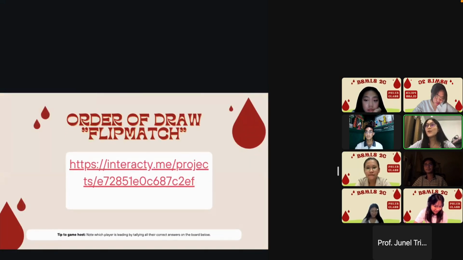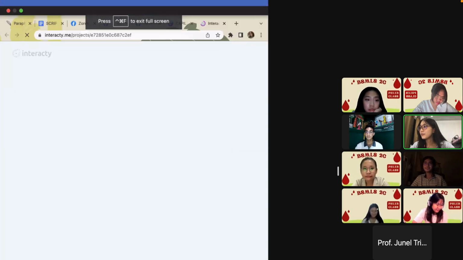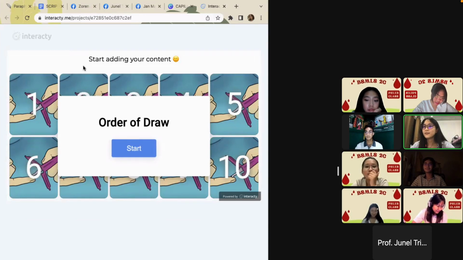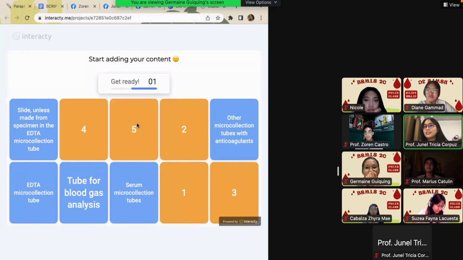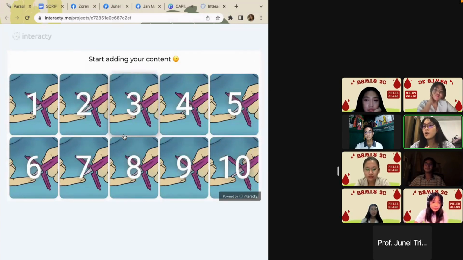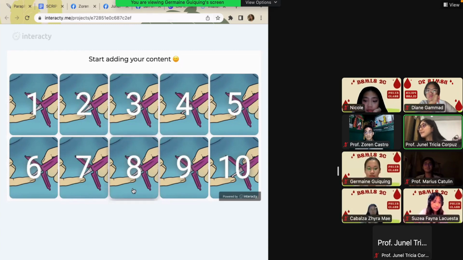Okay, with that, we have another game regarding the order of draw. Let's start. You need to pick 2 cards, and the cards you pick should both be number 3. So the next card you pick should be the third order of draw, which is the EDTA microcollection tube. Who wants to go first?